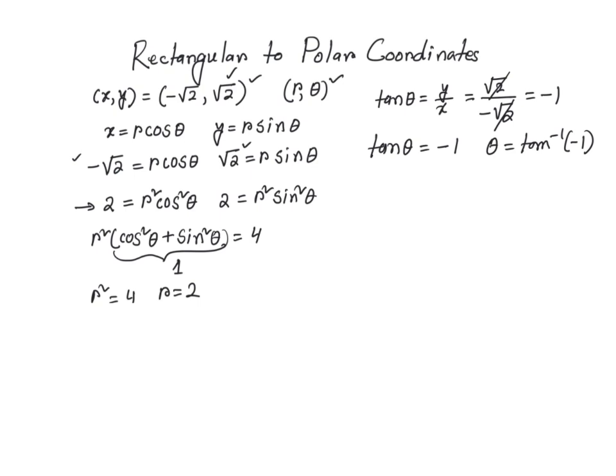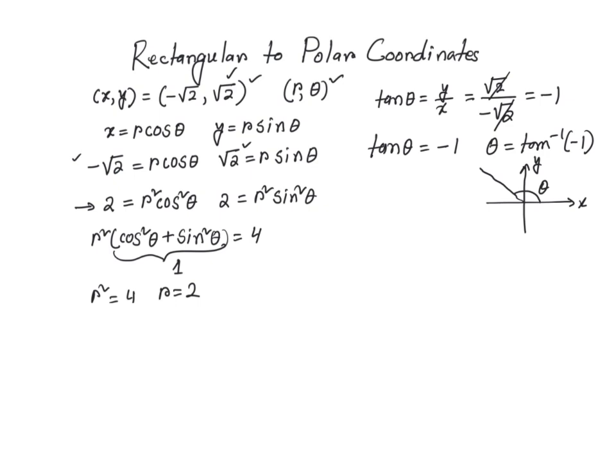Now let's keep things simple. Tangent inverse of negative 1, my theta, is going to be right here in the second quadrant. So this is going to be my angle. So this is x and this is y. Okay, this is the theta.